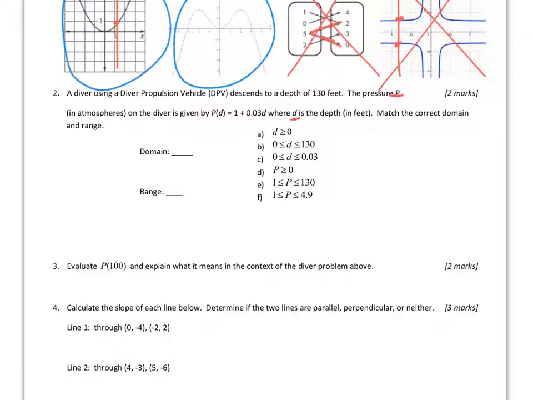So domain, remember, is input. Range is output. So the inputs is the one that is in the equation. So the input is the depth. The output is the pressure.